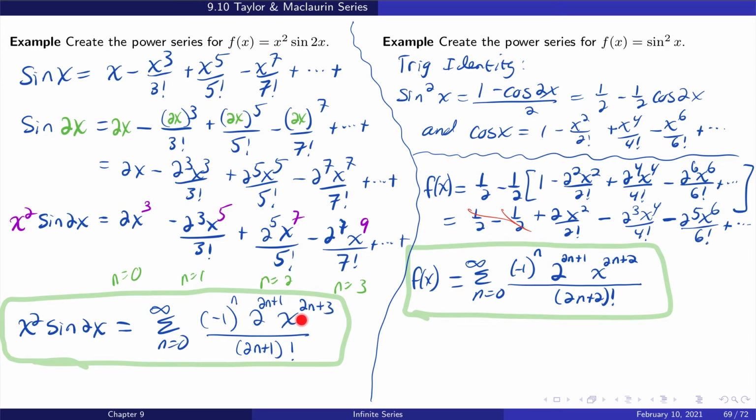And now when I go look at my signs, positive, negative, positive, negative, I'm going to take -1 and raise it to the n power. There, we have a series representation for the function x squared sine 2x. Okay?